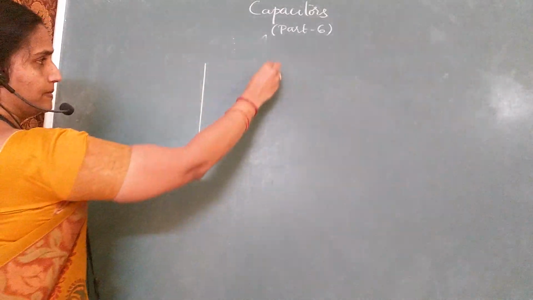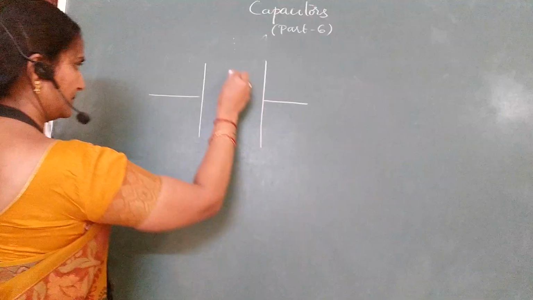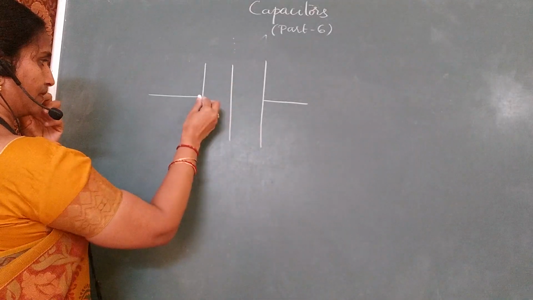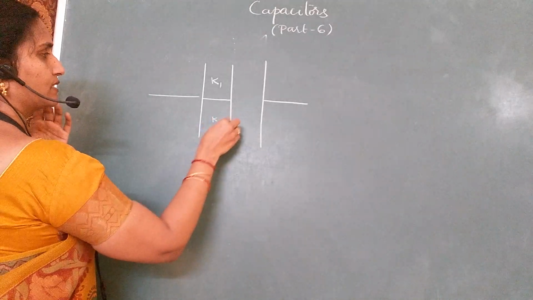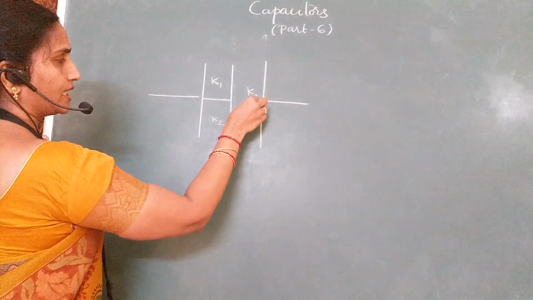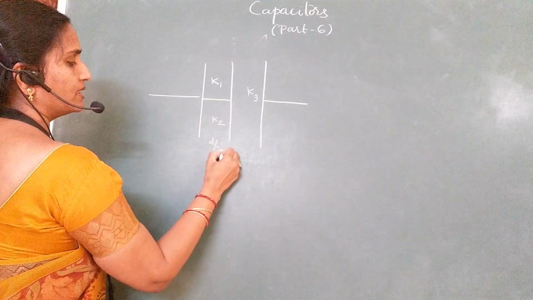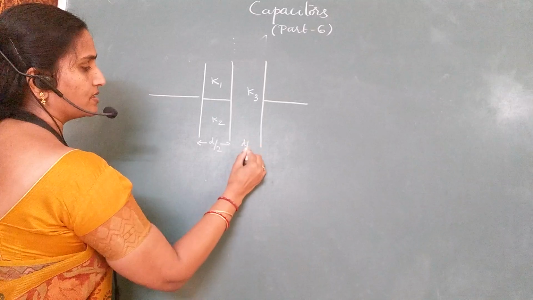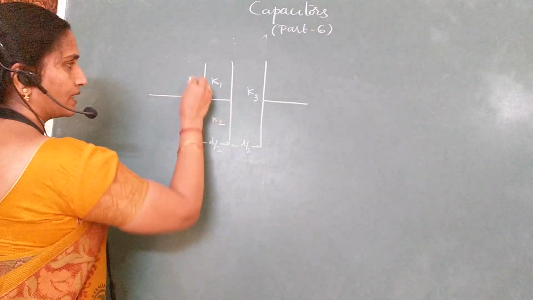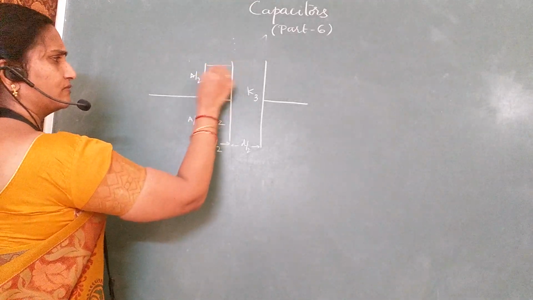Observe this carefully. This is a parallel plate capacitor. I'll fill it with three different materials now, K1, K2 and K3. See, half the distance between the plates is filled with K1 and K2. This is D by 2 and this is A by 2 and A by 2, whatever.